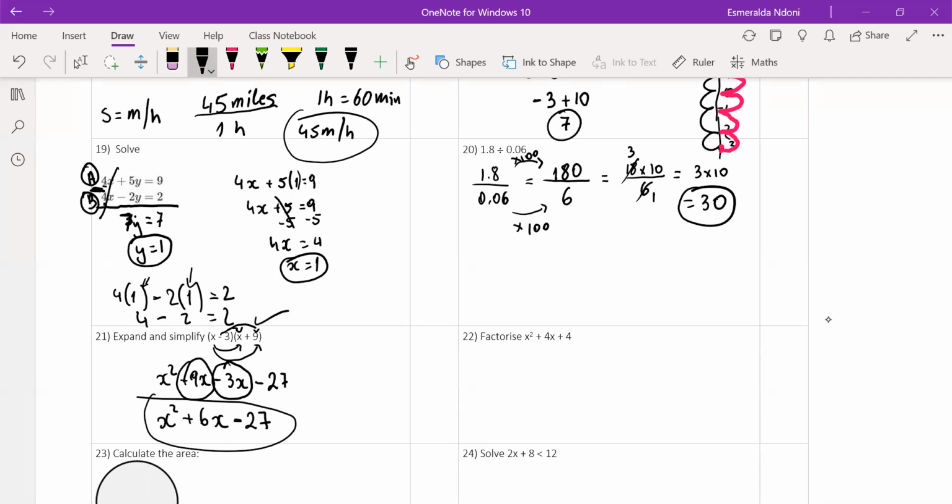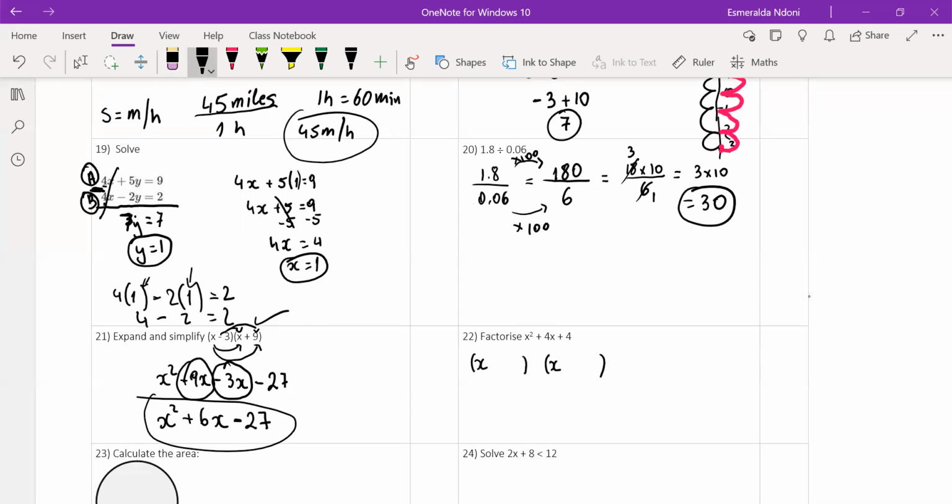Factorizing, this is the opposite of what we just did. So we know that we need to end up with 2 double brackets like that. We also know that x has to be on both of them, because when you expand it, x times x gave you x squared.